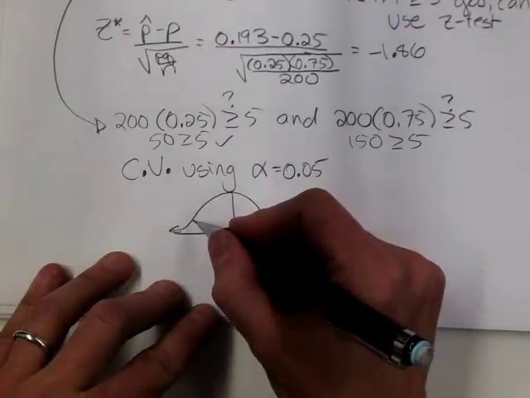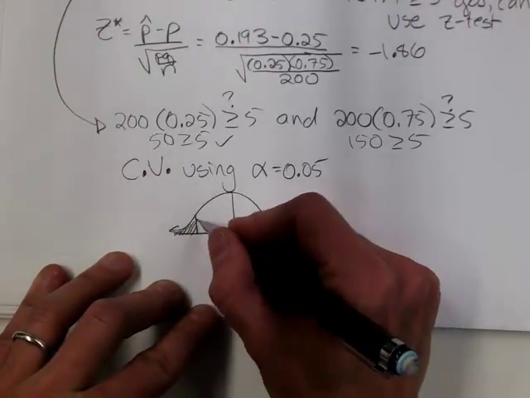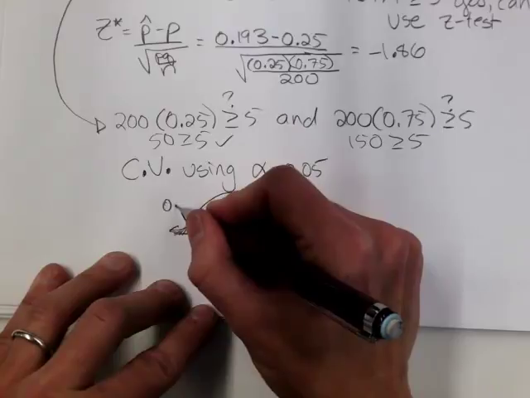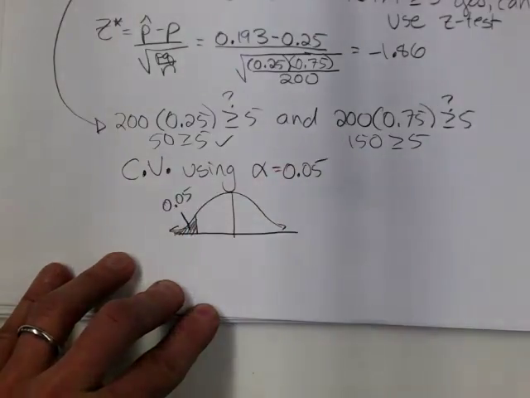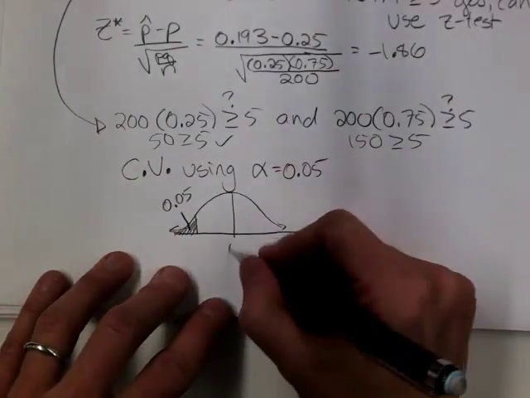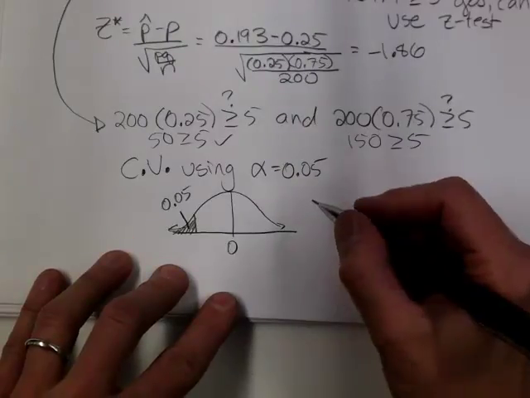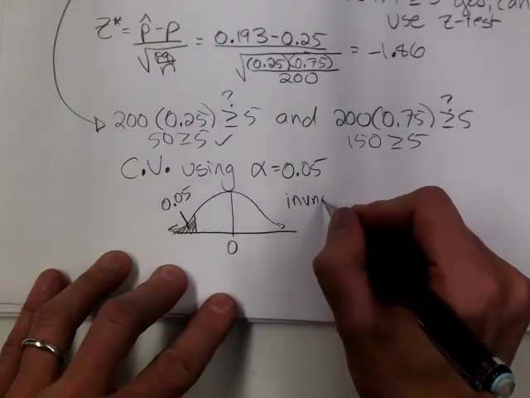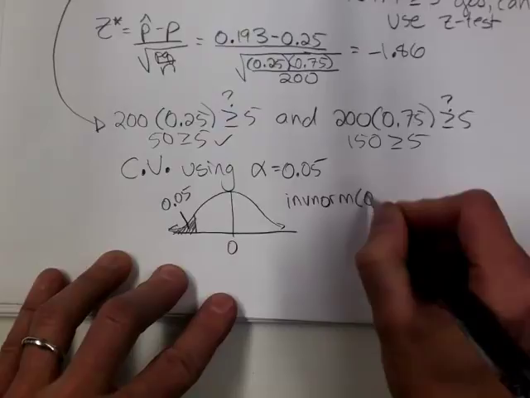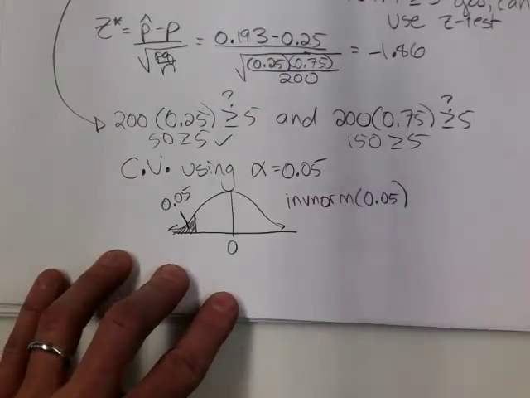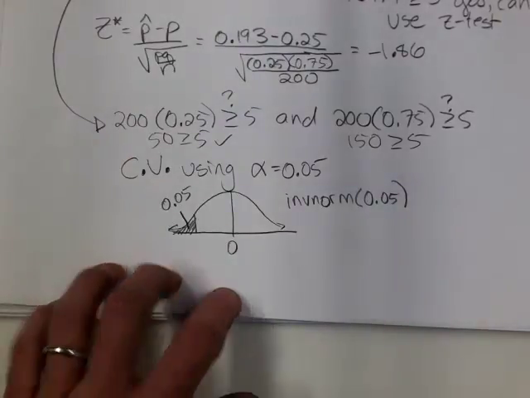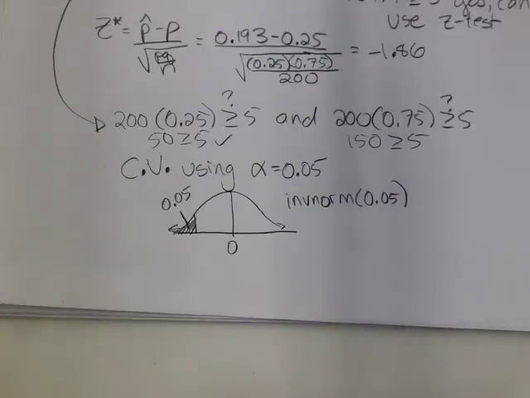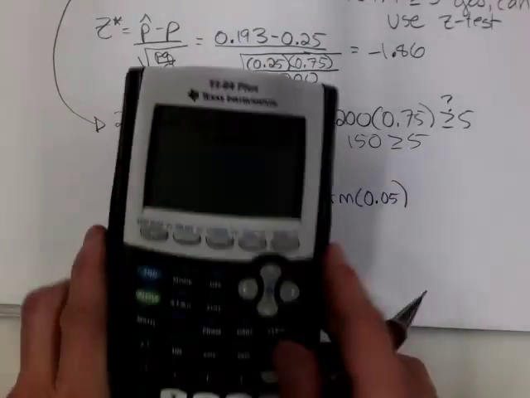Okay, so I'm going to shade a lower tail down here and indicate an area of 0.05. Because I'm using the z-distribution, I could go ahead and use inverse norm and put in a cumulative area of 0.05. Or read in the body of the table to get as close to 0.05 as possible, and then read outward to find that z-score.